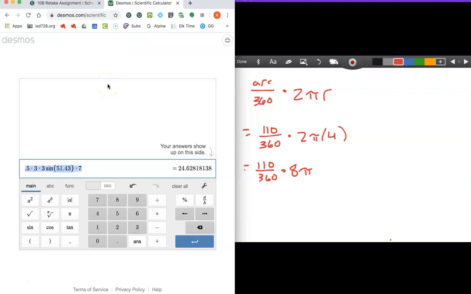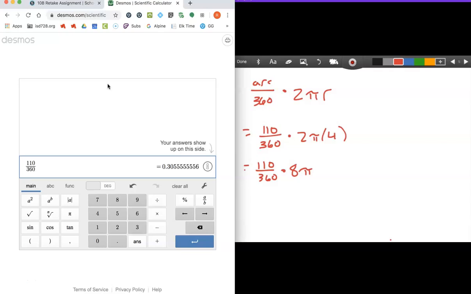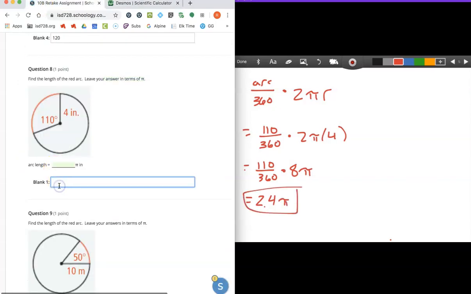So we have 110 over 360. That's the chunk of the circle we want. We're multiplying that times 8. I'm not going to punch the pi in because I want this to be in terms of pi. So 110 over 360 times 8, that's 2.4 repeating, or 2.4. And then we're going to keep the pi in the answer. So all we need to do is type in the 2.4.